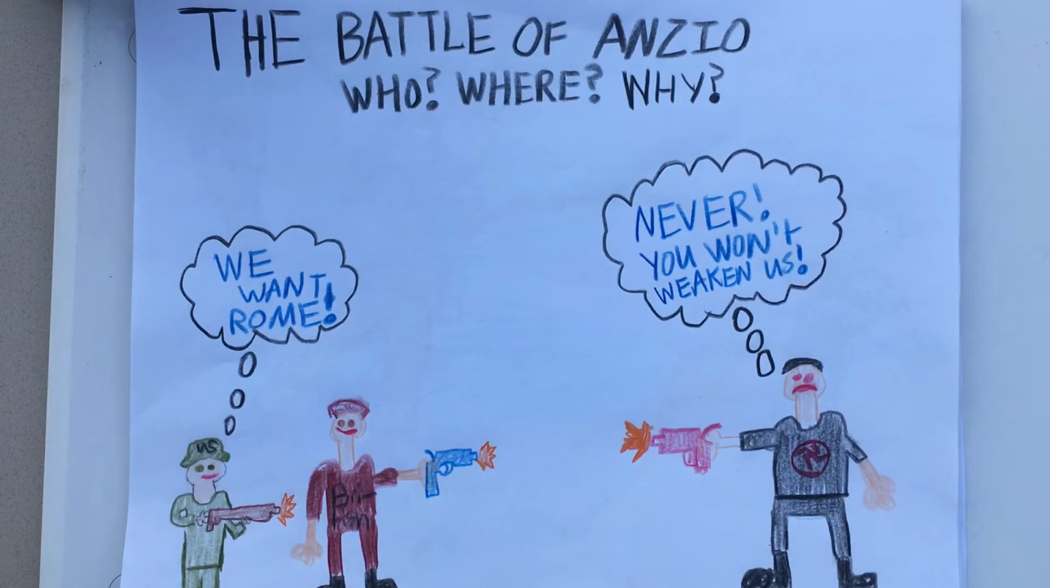Here you can see the U.S. and British soldiers landing in Anzio saying, "We want Rome," but the Nazi soldiers shooting back saying, "Never, you won't weaken us by dividing our troops."